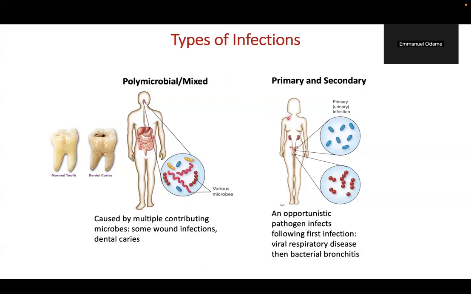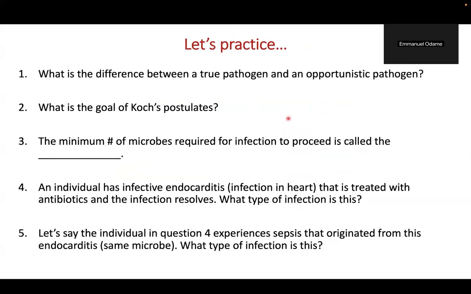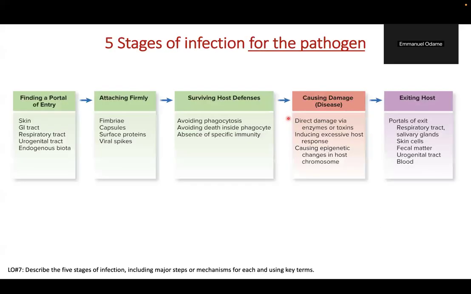And then we also have the primary and secondary situation. This is where the opportunistic pathogen comes in, where you have a primary infection, a primary pathogen causing infection, and then you have a secondary, which is the opportunistic pathogen coming in and making it worse. So let's practice this, and we also talk much more about it in class.